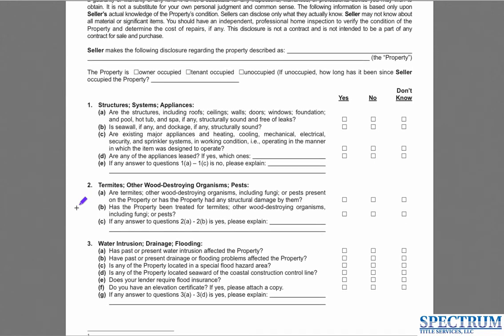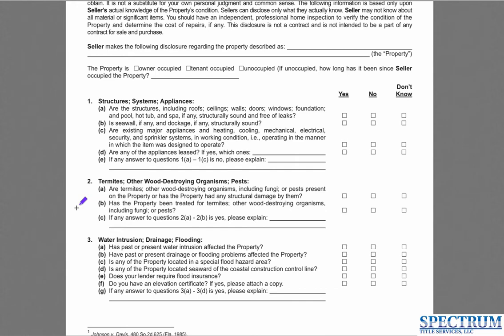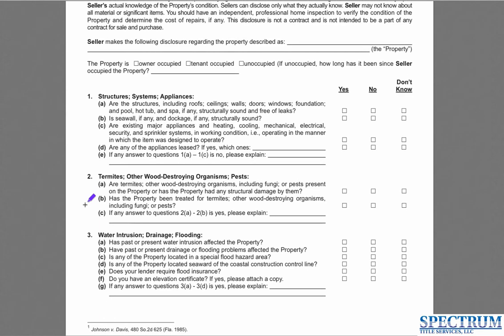Section 2, termites, very important in Florida. Are there termites or other wood-destroying organisms on the property, or is there any damage? Yes, no, or don't know. The next one, has the property been treated for termites or other wood-destroying organisms? So if yes, then you're going to provide an explanation.